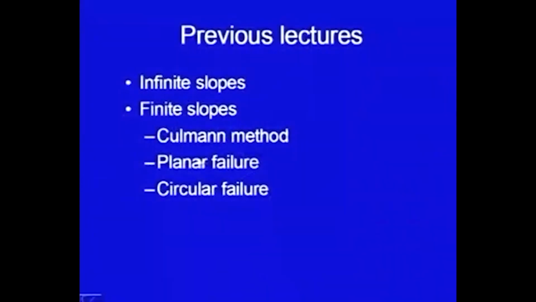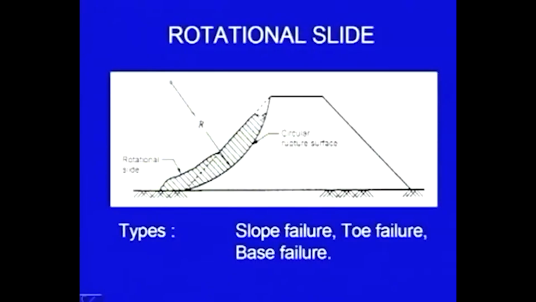Finite slopes are smaller in areal extent and generally they are man-made structures. There we discussed the Kuhlmann's method. Then we have already discussed planar failure, and then we started discussing the circular failure, where the failure surface is taken circular. This was the case of a rotational slide.